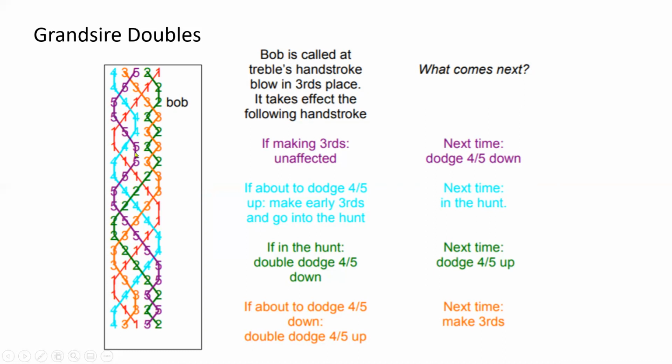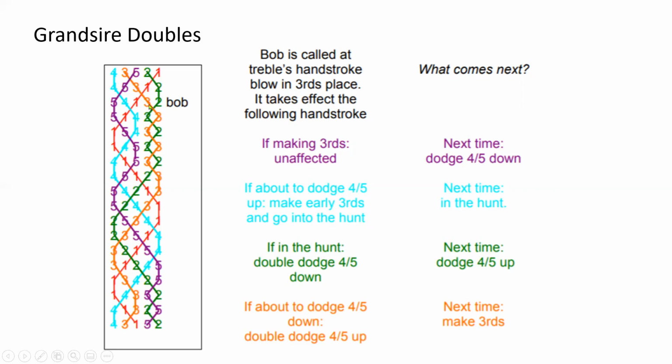That bell is unaffected. Have a look now at the bell that was going to dodge 4/5 up. It's the fourth one coloured in light blue. Instead of going up to 4/5, the bob is called and it makes an early thirds and goes into the hunt. Now have a look at the bell that's in the hunt. When the bob is called, this bell double dodges 4/5 down, comes out of the hunt.